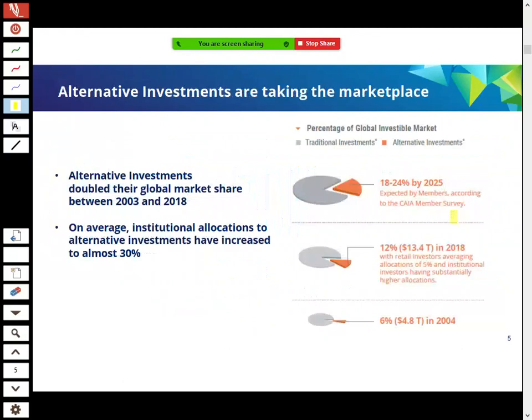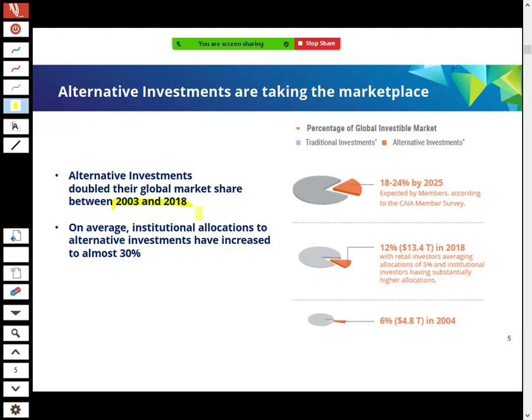And in terms of the growth in the past, as you can see here, there are some numbers for you. Currently the alternative investments are around 10% of the global investment universe. This is a result of the tremendous growth in the past 10, 20 years. Here it says it has doubled from 2003 to 2018. In 15 years, the size of the AI market doubled, which is a lot.